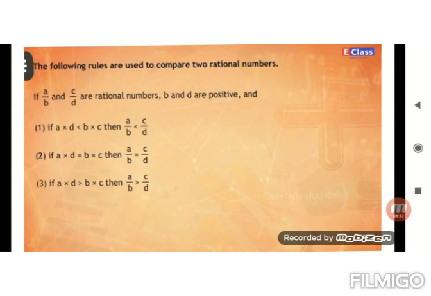Students, by referring to all these examples, you can solve exercise 1.2.